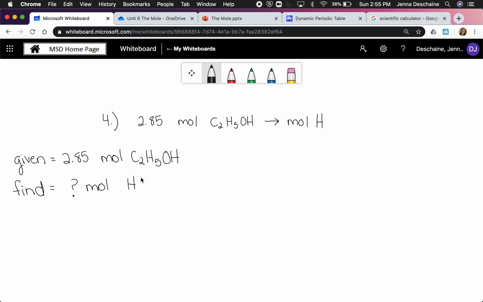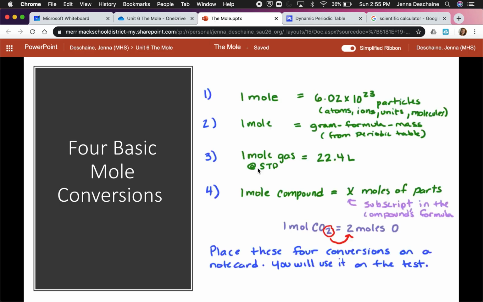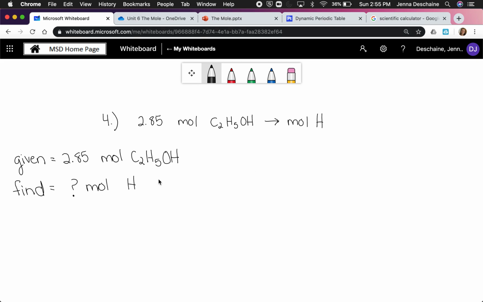So this might seem confusing at first, but I'm going to look back at my note card, and it looks like I'm going to need number 4, okay? Because number 4 says that 1 mole of a compound is equal to X mole of the parts of that compound, okay? Meaning that we're trying to look for the subscript here in the compound's formula. So like the example I went over with earlier, 1 mole of carbon dioxide equals 2 moles of oxygen. All we need to do is look at that subscript, okay? So I'm going to look at this compound, and I'm actually going to count how many atoms or how many subscripts of H I can find, okay?